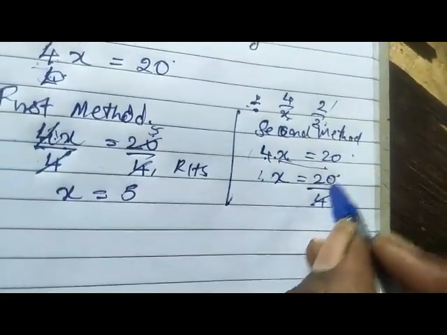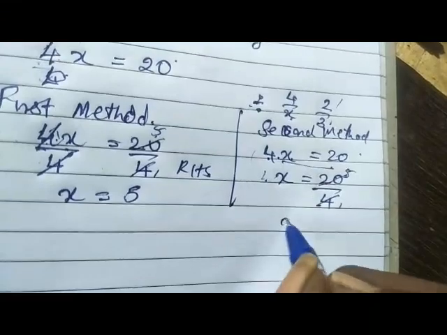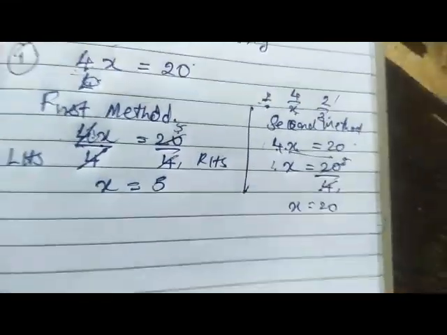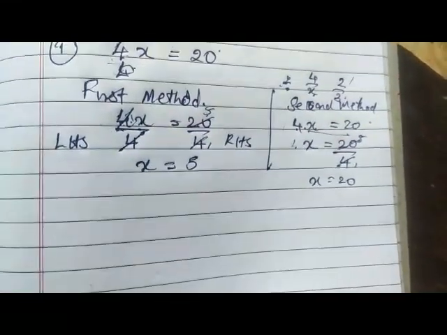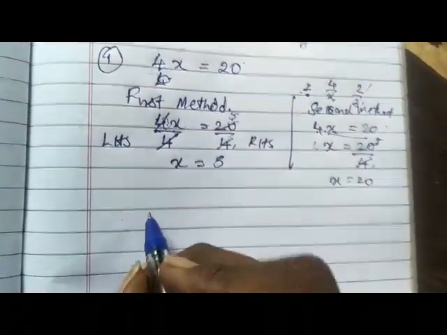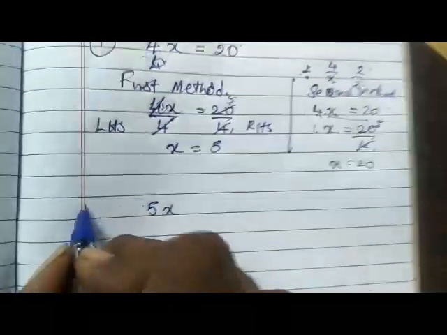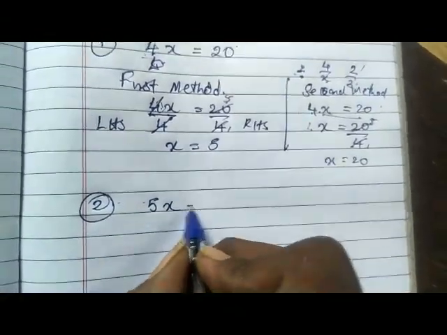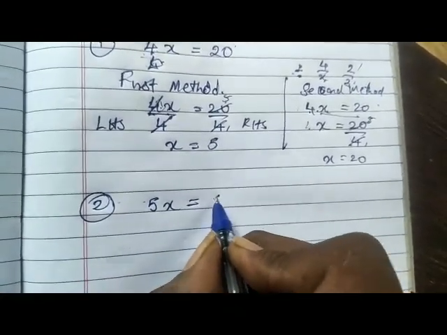Okay, so 4 on the 4, 4 5s are 20. X is equal to 20. Whichever method is easy for you, you can do it in that method. Let's do one more method. 5x, one more sum. 5x is equal to, I'll write 65.